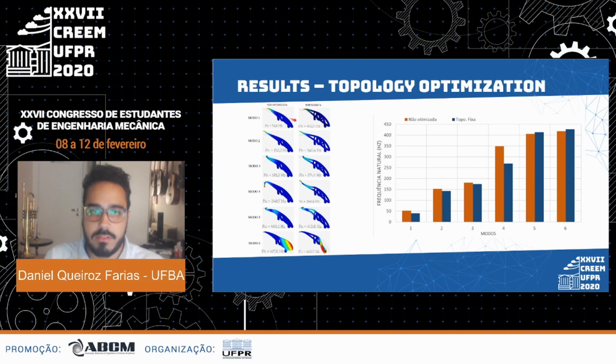This slide contains the illustration of each of the 6 modes for a non-optimized and a topology optimized part, as well as the graphic with a comparison between all of the 6 modes for both parts. It's important to say that on the 4th and on the 6th mode, the way that the pieces were behaving was the same. However, in this photo, they don't appear to be in the same position, even though they were behaving in the same way.